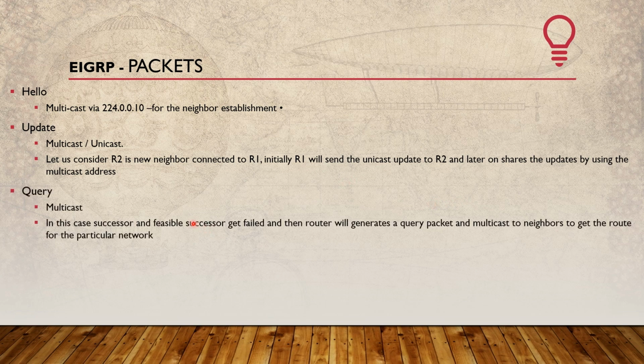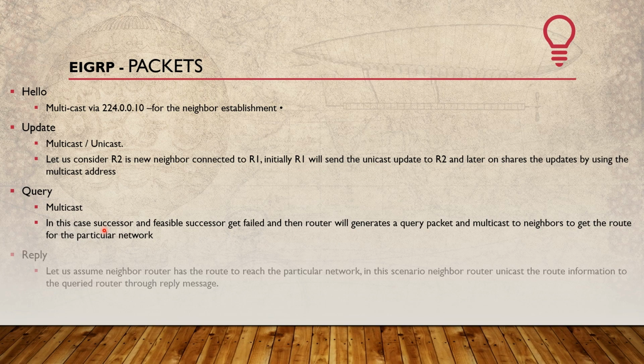The query. The query is multicast. In case the successor and feasible successor fail, the router generates query packets and multicasts them to the neighbors to get a route for the particular network. Whenever something happens in the network and we are not able to reach a particular route, we send a query packet to the complete network to try to get information about that lost route. That is a query packet. The feasible successor and successor we will discuss in depth in upcoming videos.